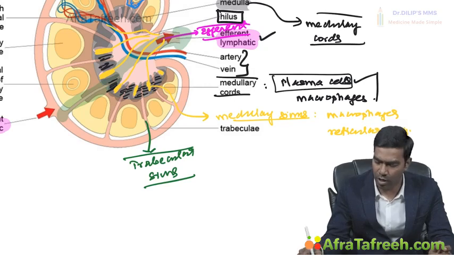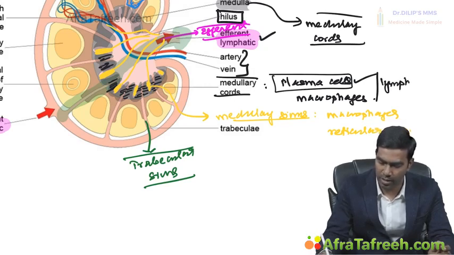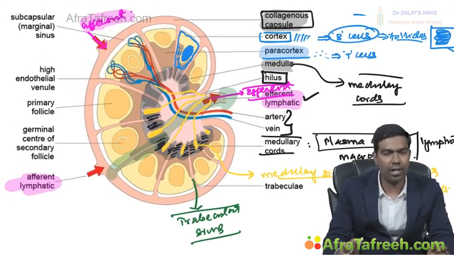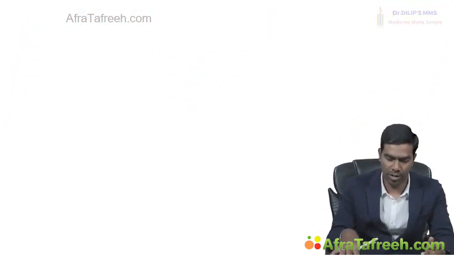And remember, the medullary cords also contain certain B and T lymphocytes as well. That's why I told you previously. So remember, in a nutshell, you can divide into cortex and the medulla. So I can put it in a nutshell.